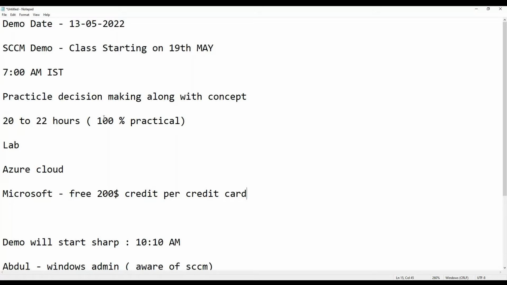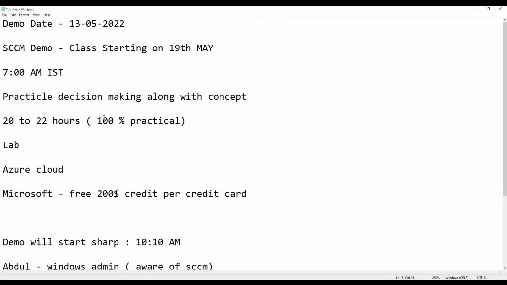Or you can buy the Microsoft voucher from the institute. Okay, they will give you the Microsoft voucher. You can buy it from them at some additional cost, and you can use that. This is in case you have already used up your credit card, or you're not able to get a credit card.